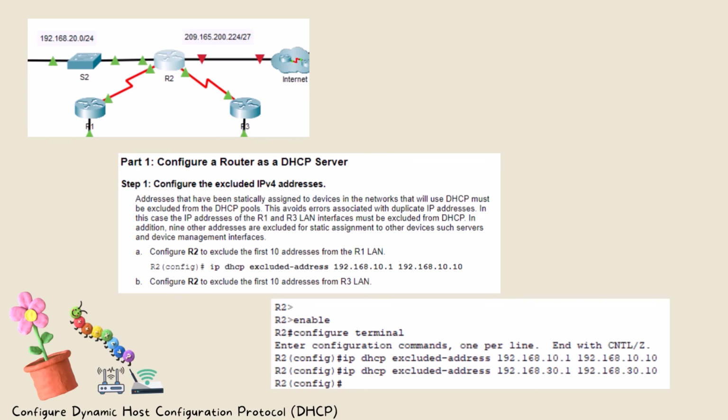In this case, the IP addresses of the R1 and R3 LAN interfaces must be excluded from DHCP. In addition, 9 other addresses are excluded for static assignment to other devices such as servers and device management interfaces.